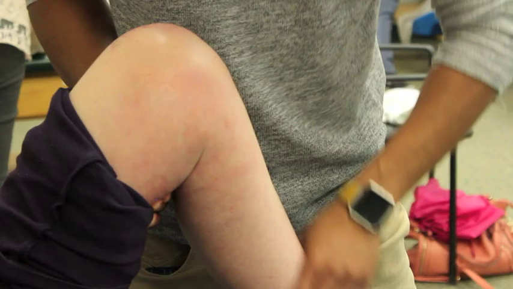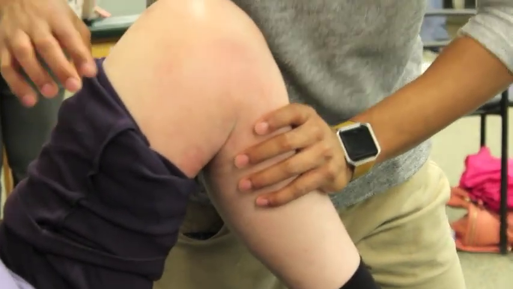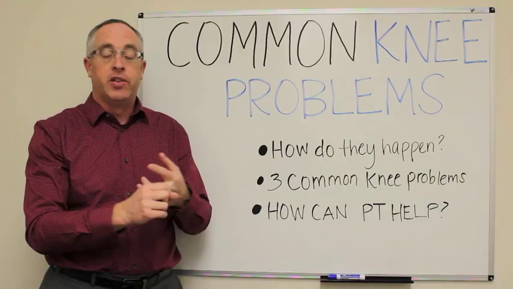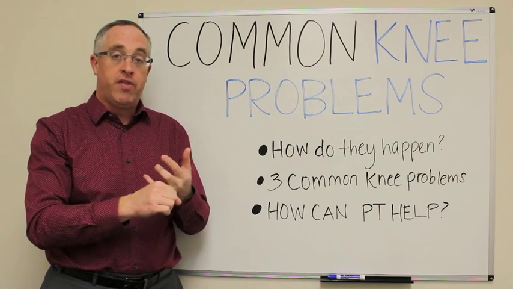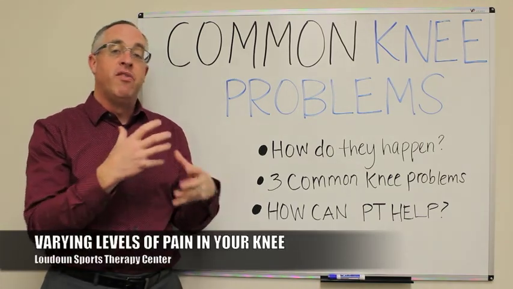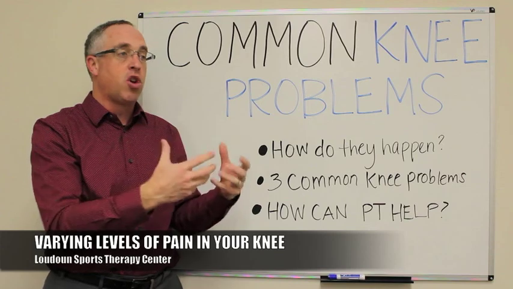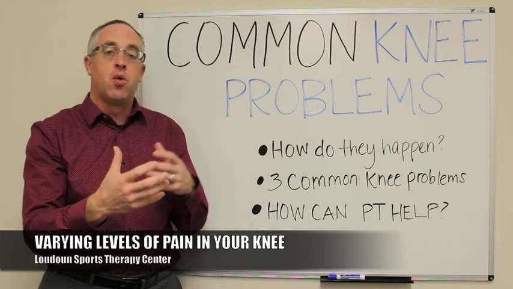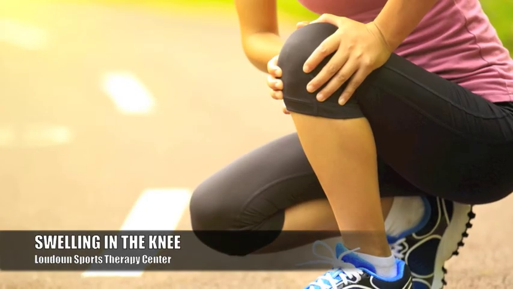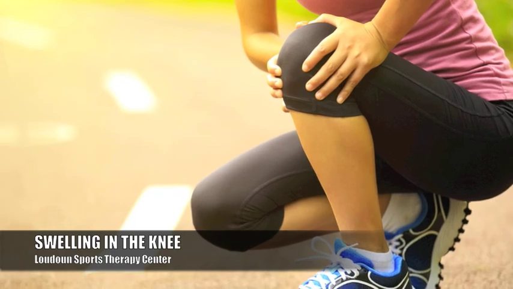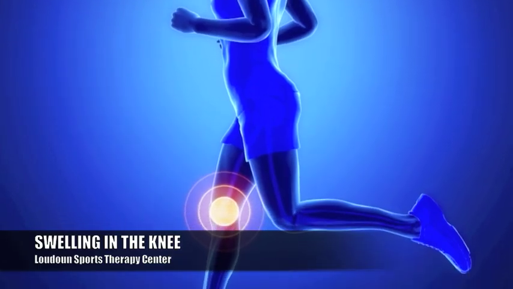If you're having any of these three common problems, a ligament injury, a meniscus problem, or a patellofemoral problem, you'll start to develop varying levels of pain in your knee, and that could be sharp pain, it could be stiffness, it could be ache, sore, etc. You'll also start to notice potentially some swelling in the knee. It might be the whole knee, it might be in a specific location.